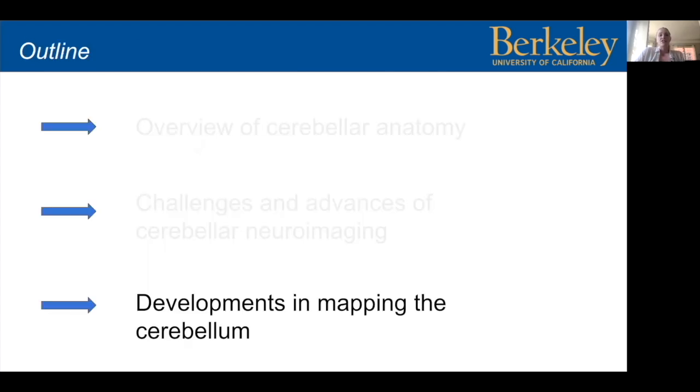Now, fortunately, the challenges that face cerebellar neuroimaging can largely be addressed, and because of recent advances, we have been able to glean many important insights about cerebellar function and organization. So for the last part of this talk, I want to walk through some developments that have been made in mapping the cerebellum using resting state and task-evoked data.